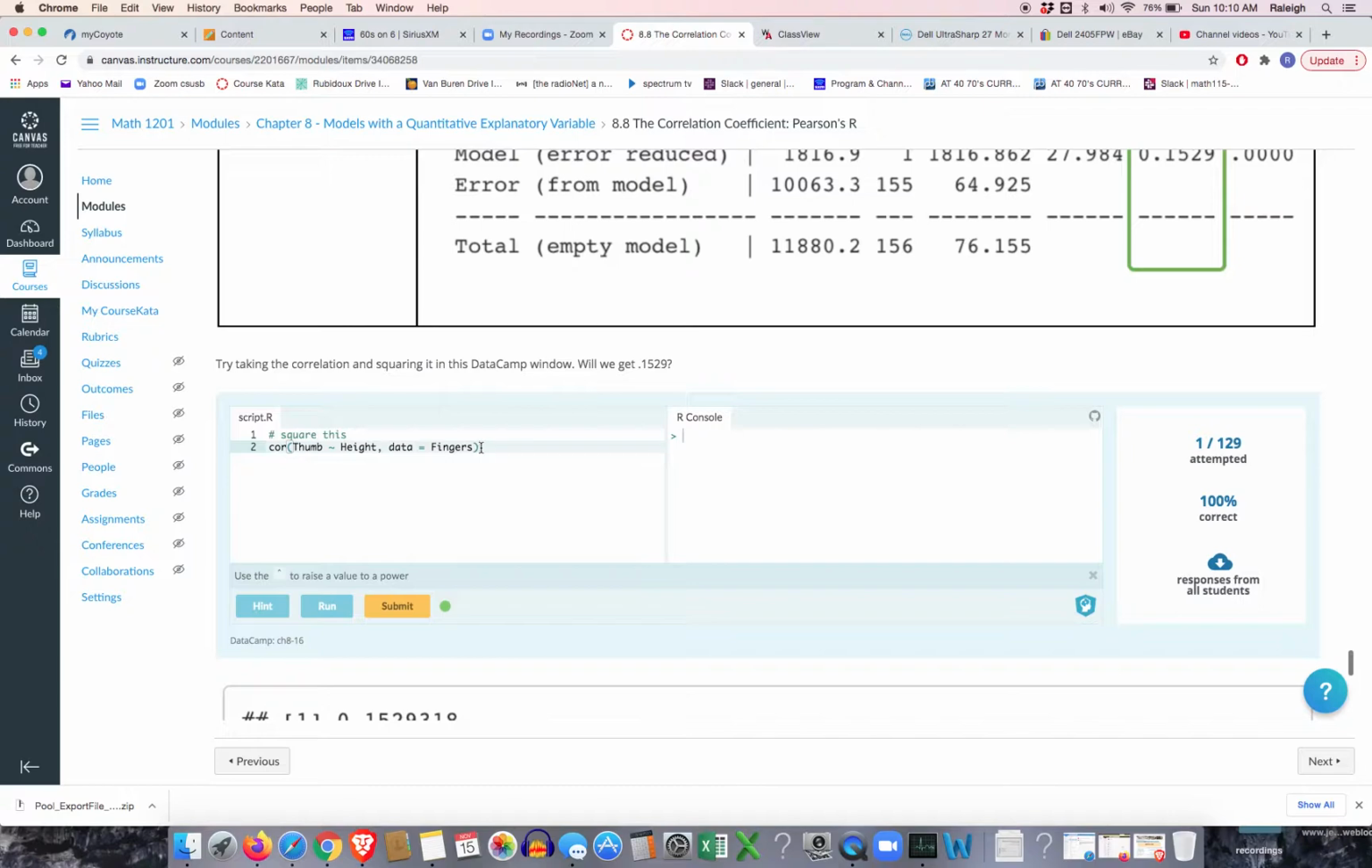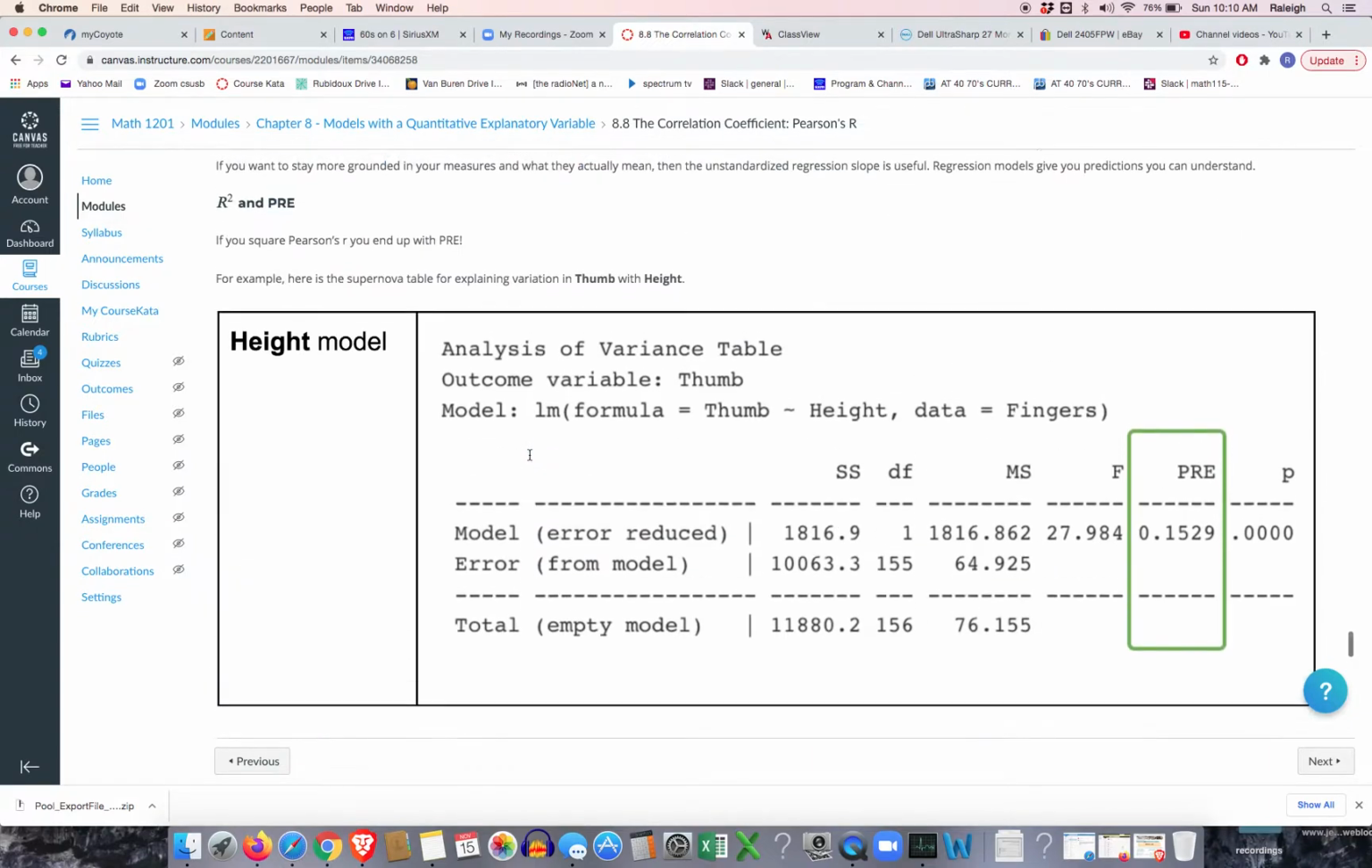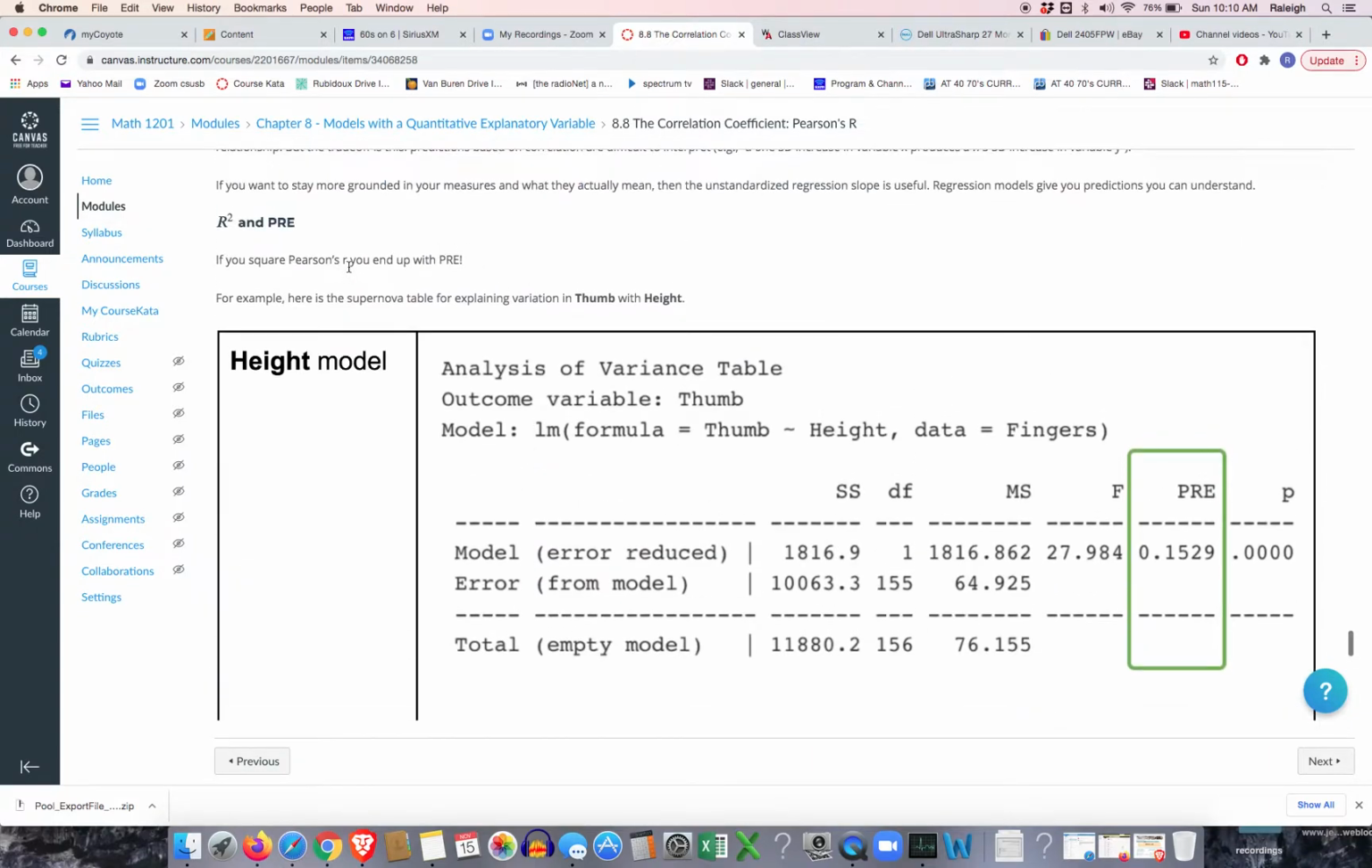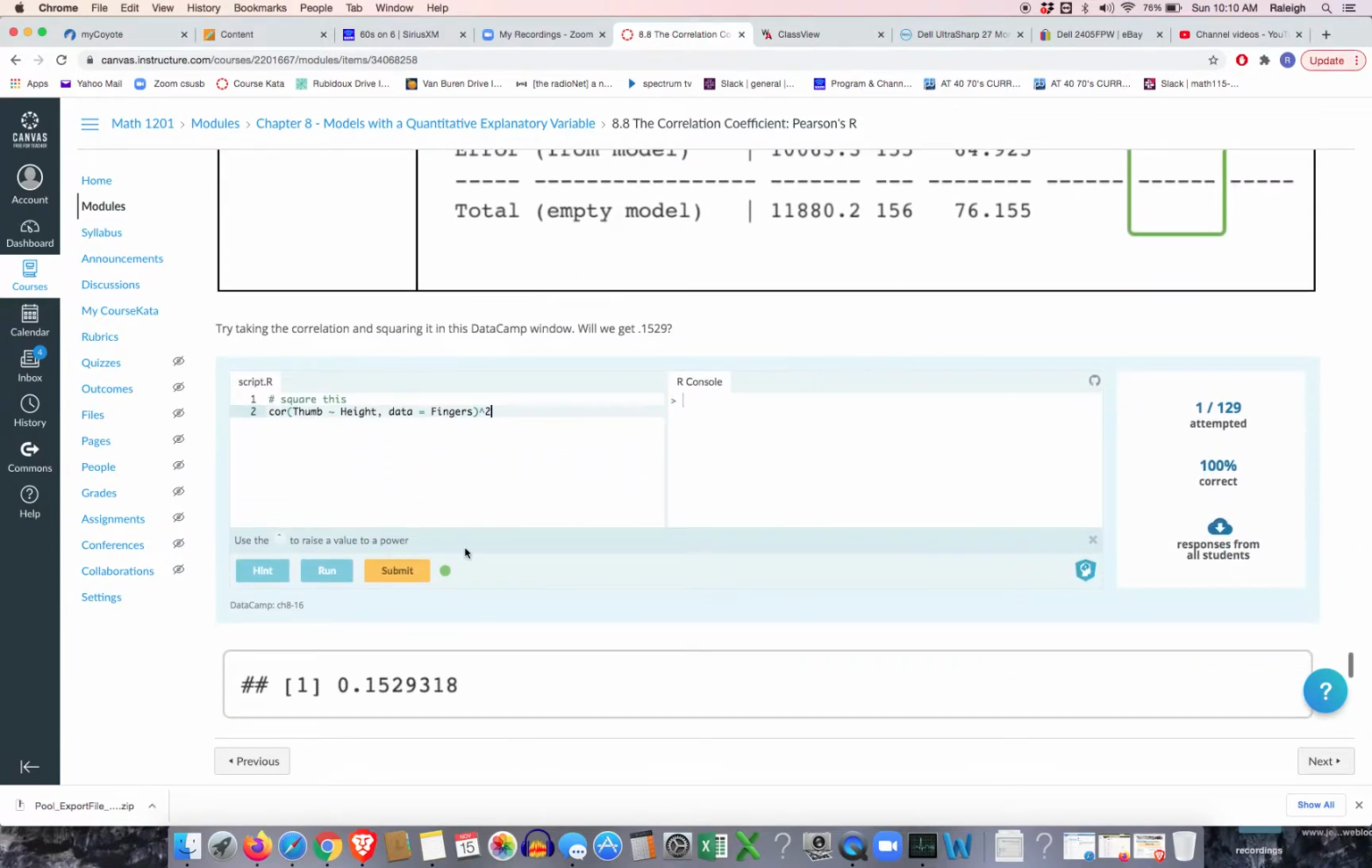It was a good hint. And now we're just simply going to square the correlation. And R squared equaling PRE. They have little r here and capital R there, but whichever, don't worry about that. Let's go ahead and run this and see what happens. Oh, there's a 0.1529, just as they said.